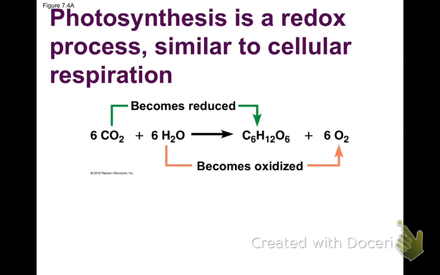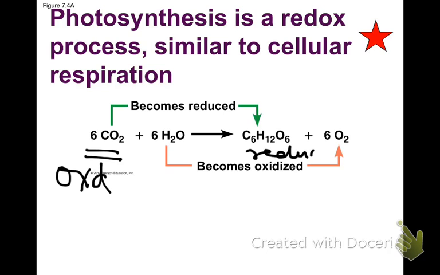Now, photosynthesis is a redox reaction, meaning there is reduction of something and oxidation of some other things. So what happens is carbon dioxide, which is completely oxidized, gets reduced, and water, which is completely reduced, gets oxidized into oxygen.